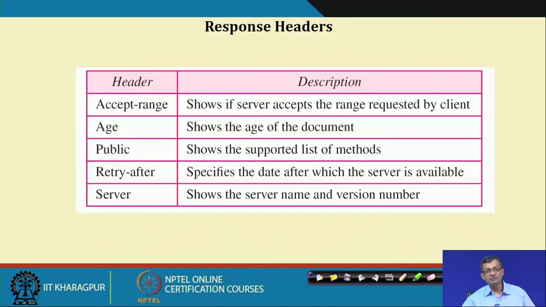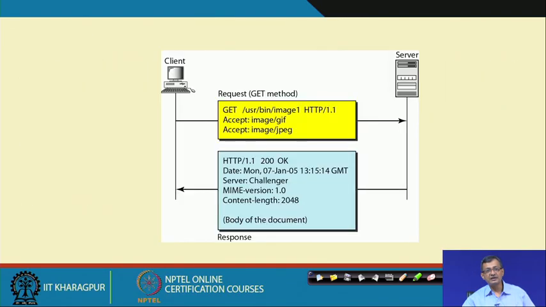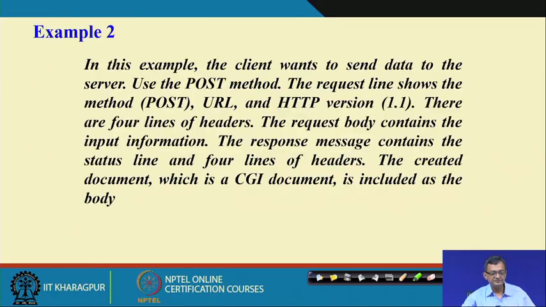So, it shows what formats it can accept, like an image of GIF type or image of JPEG type, and at the other end it gives a status of 200. If you remember, that is the success header, then the date, what sort of server it is, what MIME version, how much content length there is, and the body of the document. So, this is the way a request comes. If we expand the HTTP, it will look like that.